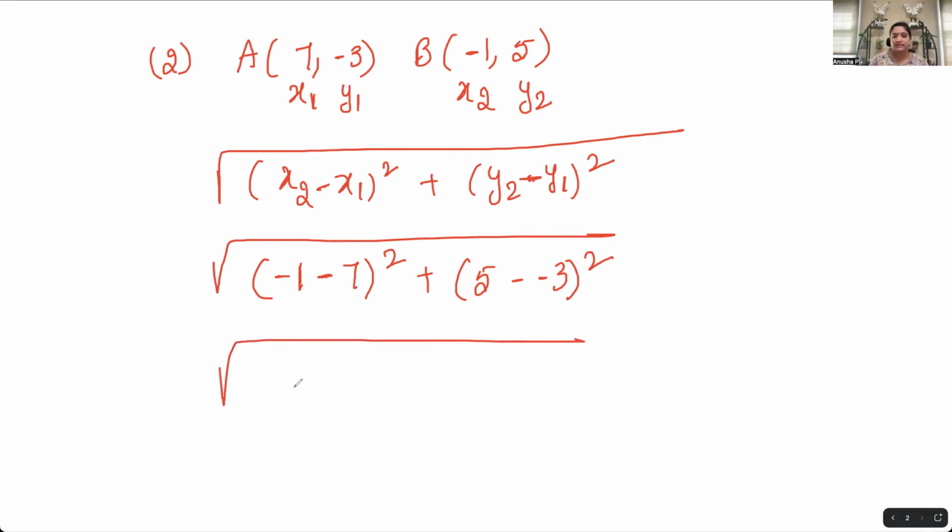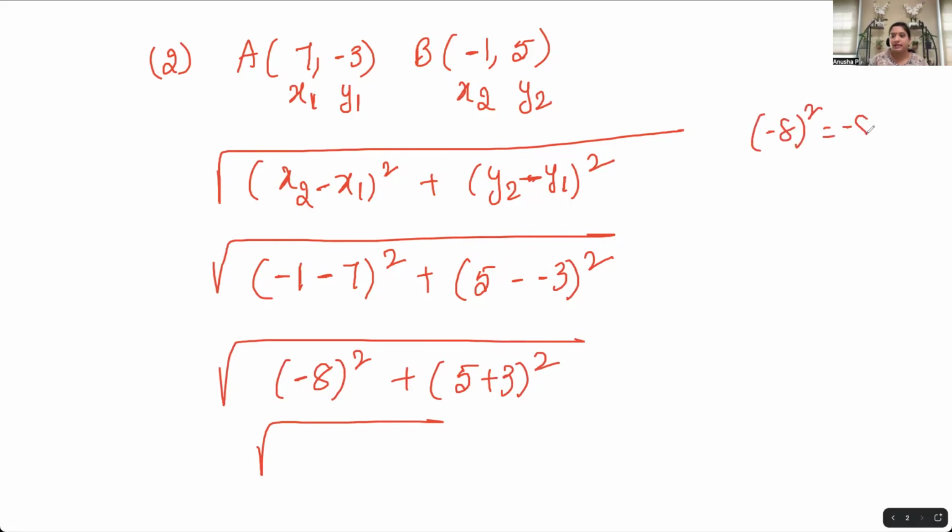Minus 1 minus 7 is minus 8 whole square. And 5 plus 3 whole square, which is 8 square. 8 square is nothing but minus 8 times minus 8, because you have two negative numbers, you'll get the answer positive. Positive 64 and 64.